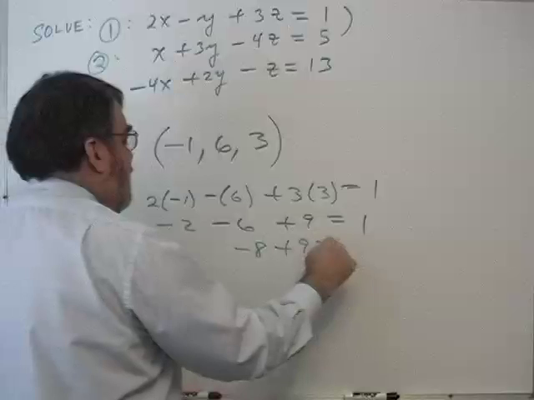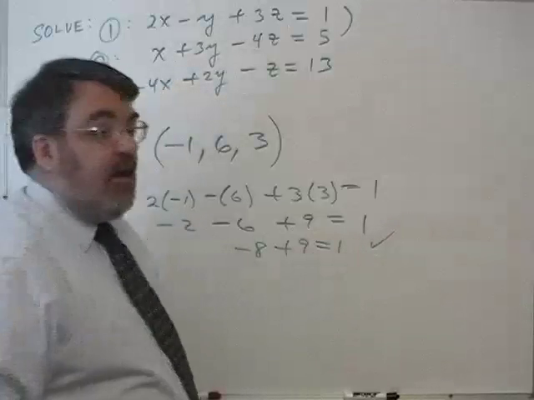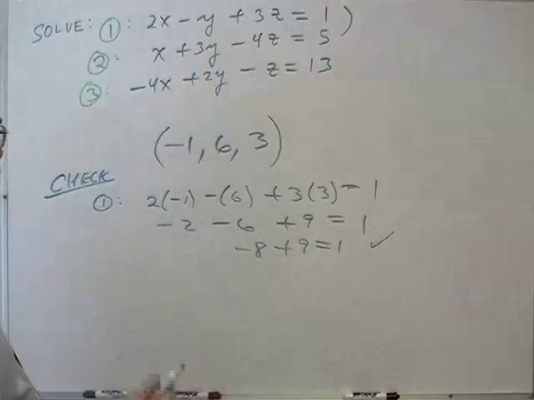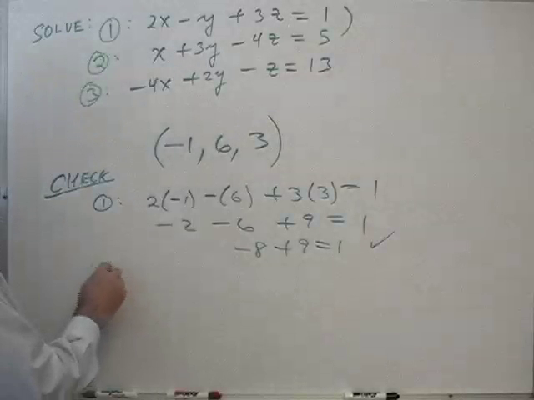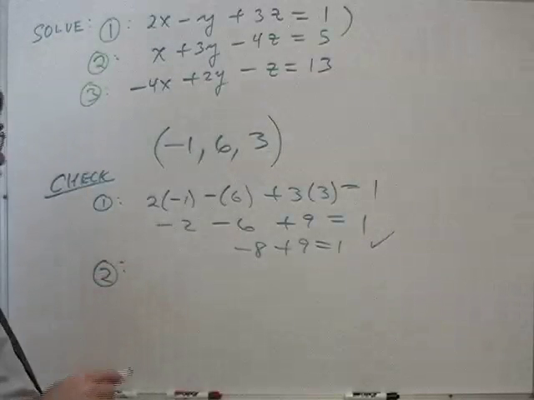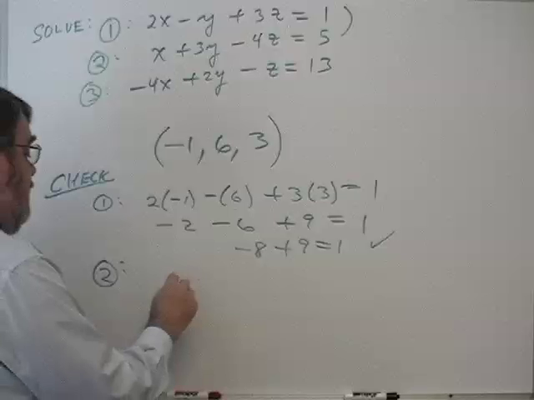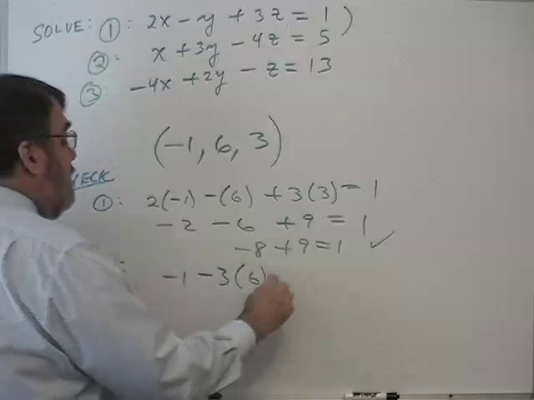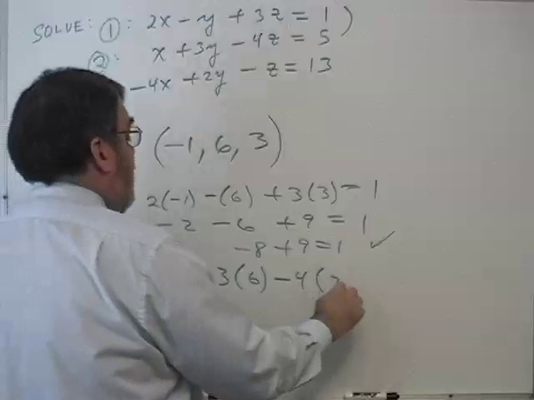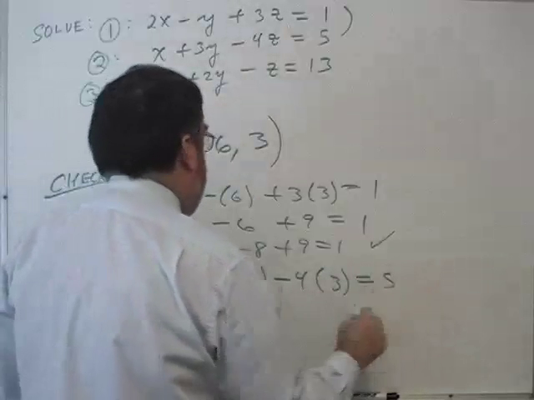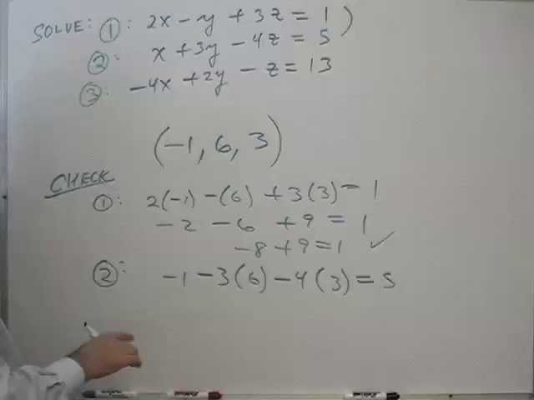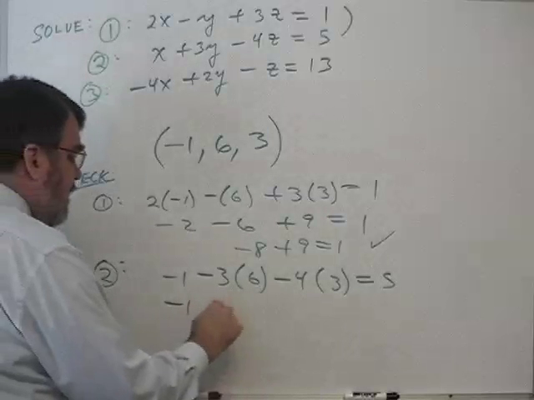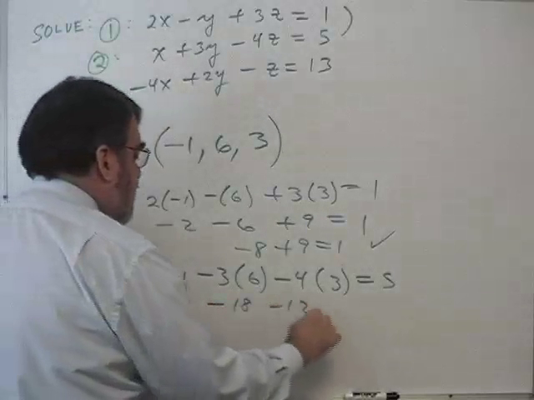Negative 8 plus 9 equals 1. And that's true. So that check works. Equation 2, we check that, and we've got negative 1 plus 3 times 6 minus 4 times 3 should equal 5. And that gives us negative 1 minus 18 minus 12.